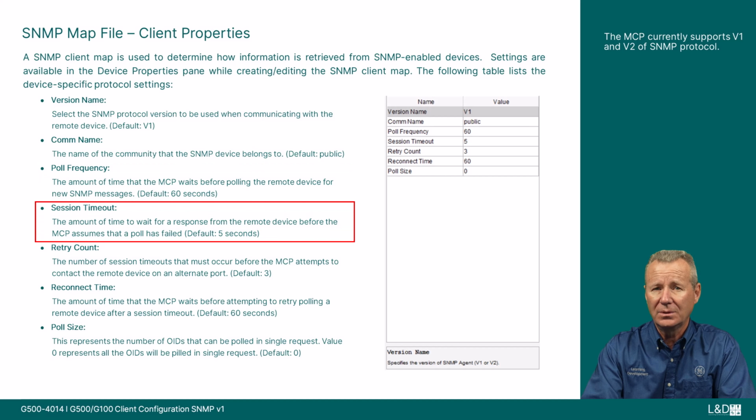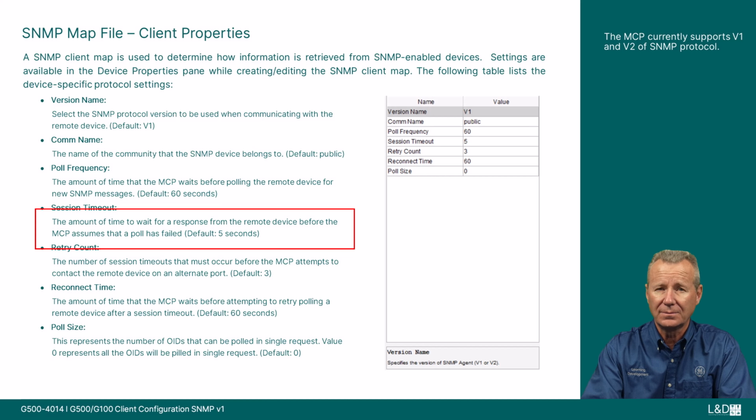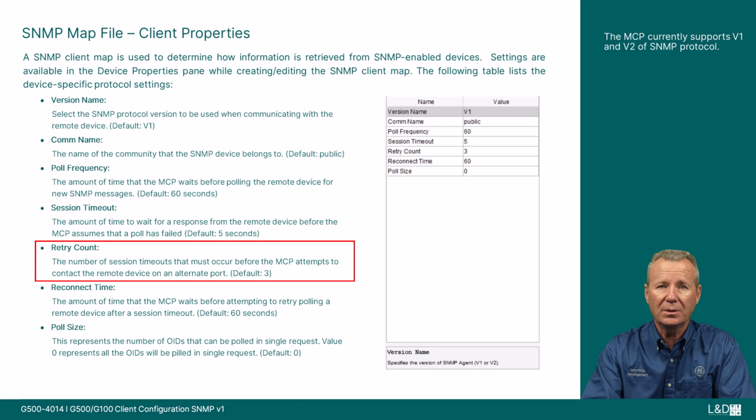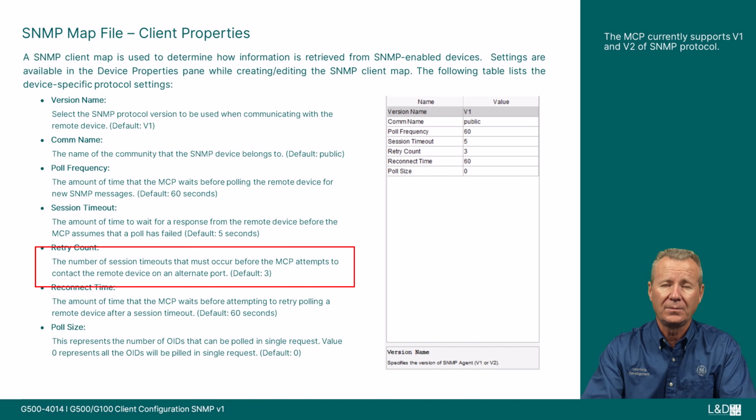Session timeout: the amount of time in seconds to wait for a response from the remote device before the MCP assumes that the poll has failed. The range is from 1 to 10 seconds, and the default session timeout is 5 seconds. Retry count: the number of session timeouts that must occur before the MCP attempts to contact the remote device on an alternate port. The range is from 0 to 100, and the default retry count is 3.